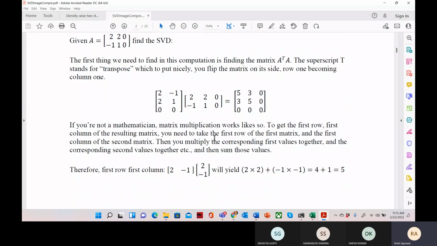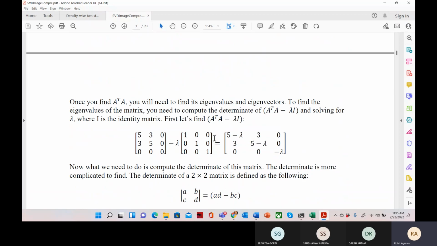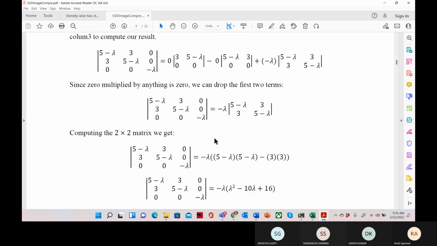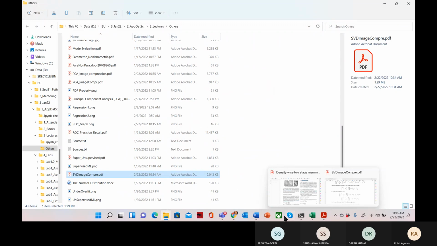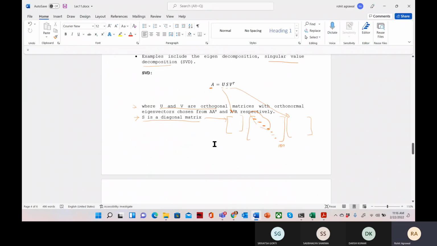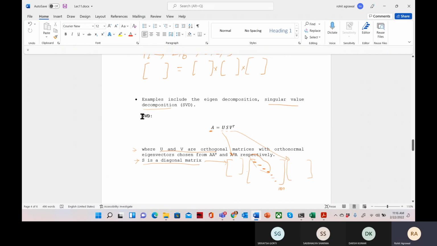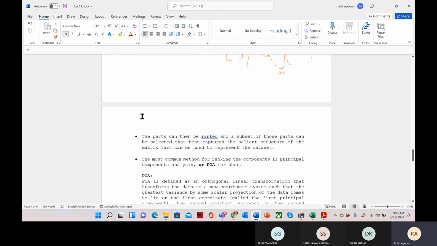So singular value decomposition for image compression. Image compression means the same thing: we are just reducing the size of the image. It is just an example here. In the lab we do not think too much about the mathematics. We will use the Python library and see the working of the singular value decomposition. Clear?